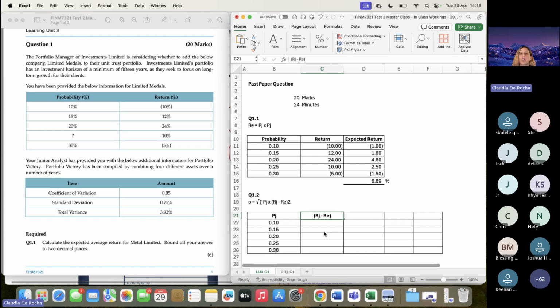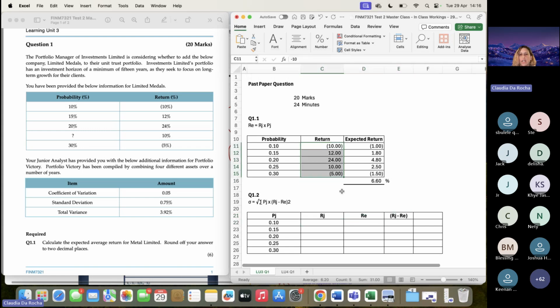RJ minus RE. Our RJ is basically this one. You can actually split this up into smaller bits, so I'll do that now just to help us. I'm going to put my RJ here and my RE here, and then it's just easier to see how it's calculated. You can obviously just go straight to our RJ, so into this column.